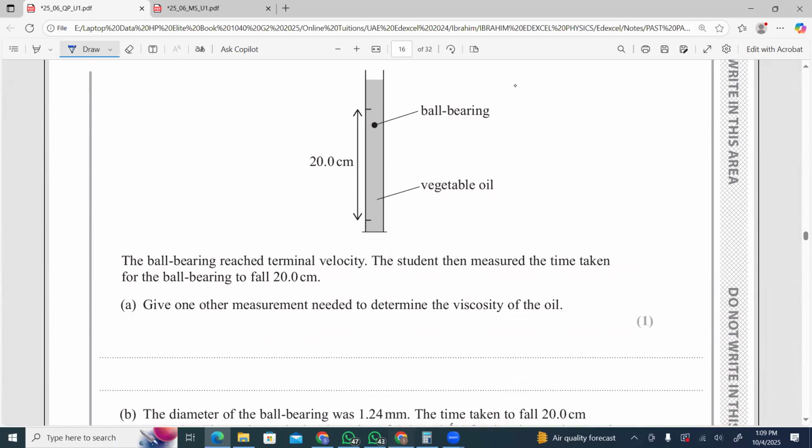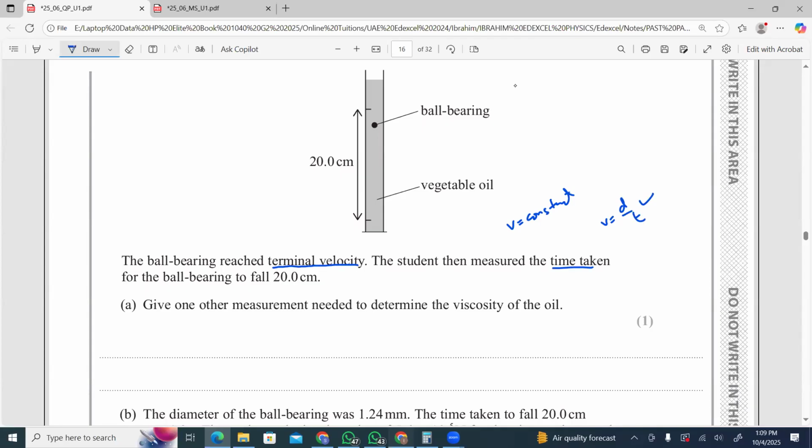The ball bearing reached terminal velocity. The student then measured the time taken for the ball bearing to fall 20 centimeters. So it means when the ball is moving at terminal velocity, the speed is constant. Okay. So when the speed is constant, you can do distance over time, because this is true for constant speed.